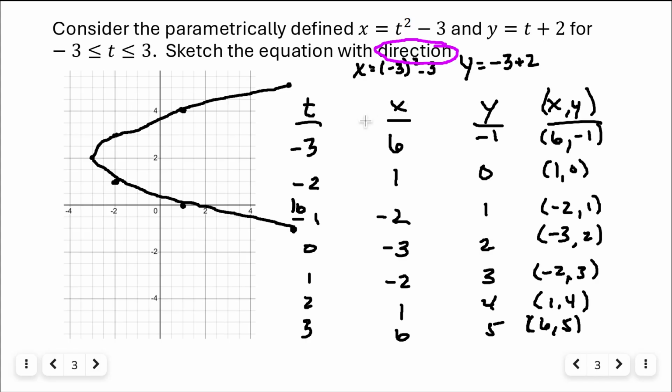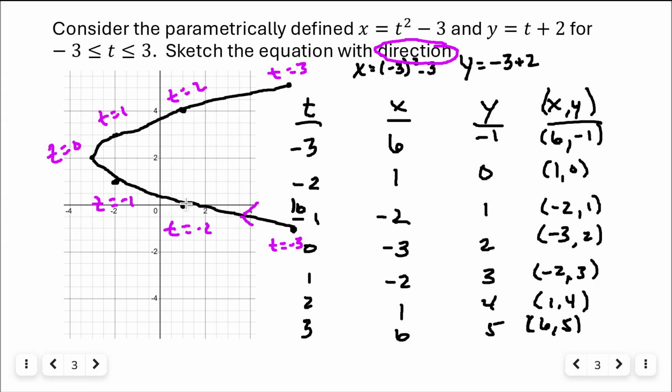Well, again, think about these t values as being time, right? This point is when t equals -3. Here's the value when t equals -2. Here's the value when t equals -1. Here's the point when t equals 0, t equals 1, t equals 2, t equals 3. So now, can we show somebody, let's say if I had a particle moving along this curve, what direction the particle is moving? Well, yeah, as t increases, the particle is moving this way and around that way and back that way.